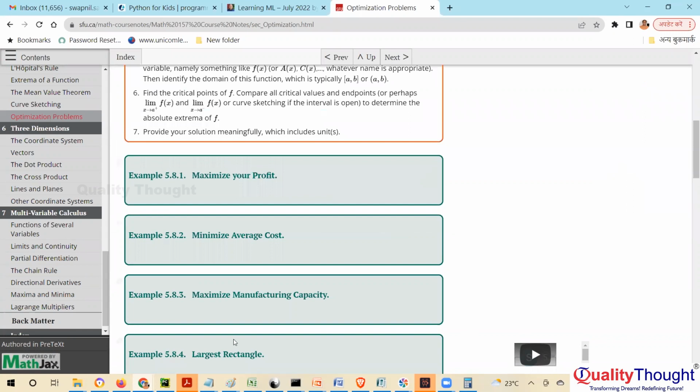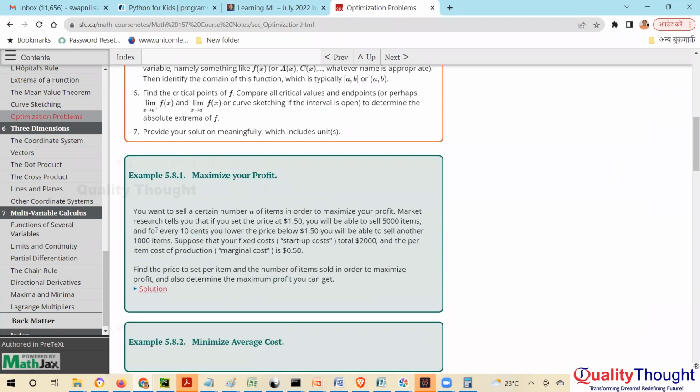Okay, so let's look at a maximize example here. You want to sell a certain number n of items in order to maximize your profit. Market research tells you that if you set the price at $150, you'll be able to sell 5,000 items. And for every 10 cents you lower the price below 150, you will be able to sell another 1,000 items. Suppose that your fixed cost is 2,000 as per the cost of production. Marginal cost is 0.5.